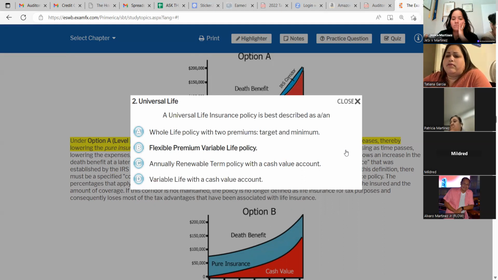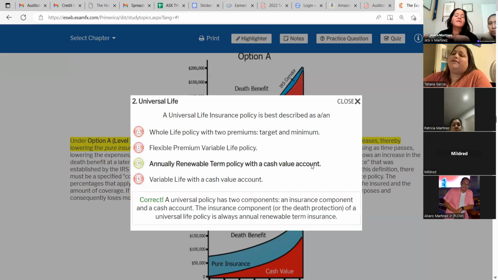Universal life. I think we just saw that it was C, in the other question. Tatiana says C. Right, C? Do we go with C? Everybody see? So it's another way of what it asks on the other side. It asks what insurance component the universal life policy has, and it was the annual renewable term. So now it's telling you what two components describe the universal life insurance policy: the annual renewable term policy and the cash value that it has.